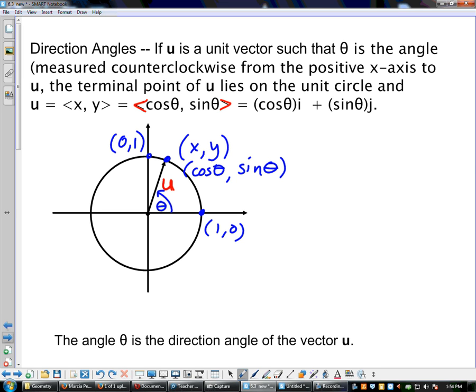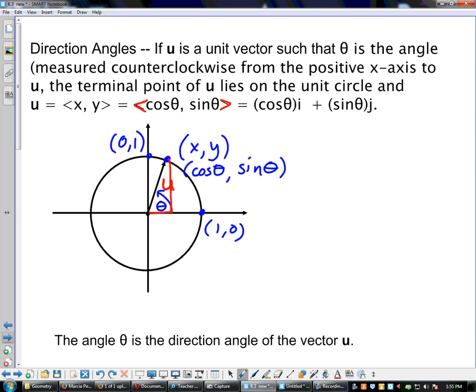Does that make sense? In component form, this vector right here would be cosine theta, comma sine theta, because that's going to be the end point, the terminal point of that vector. We could say that's the same as cosine theta times i plus sine theta times j. We're describing how far to go to the right and how far to go up. You know all of this from way back, chapter 4 stuff: the x is the cosine of theta and the y is the sine of theta on our unit circle.